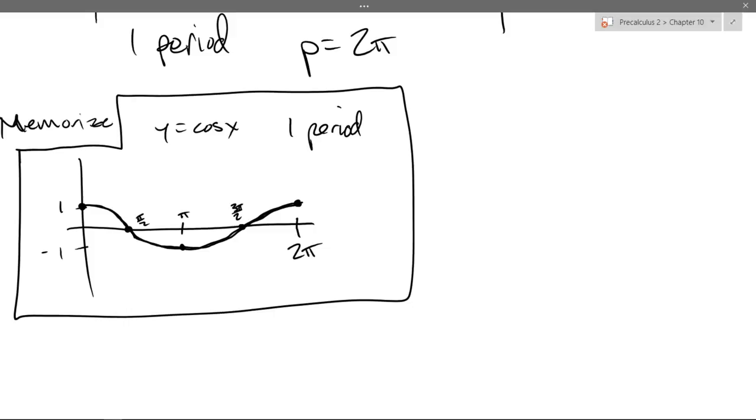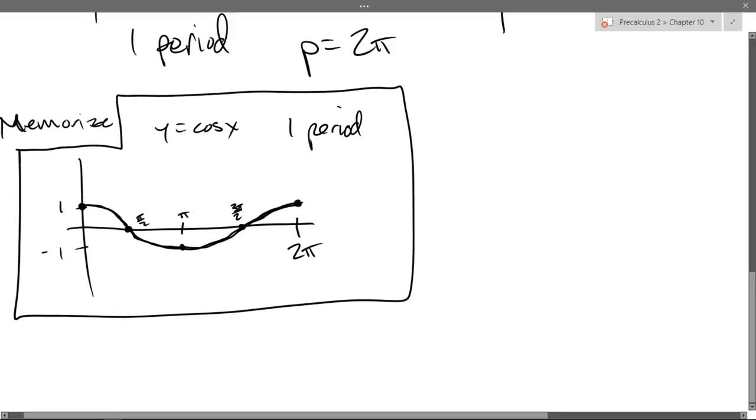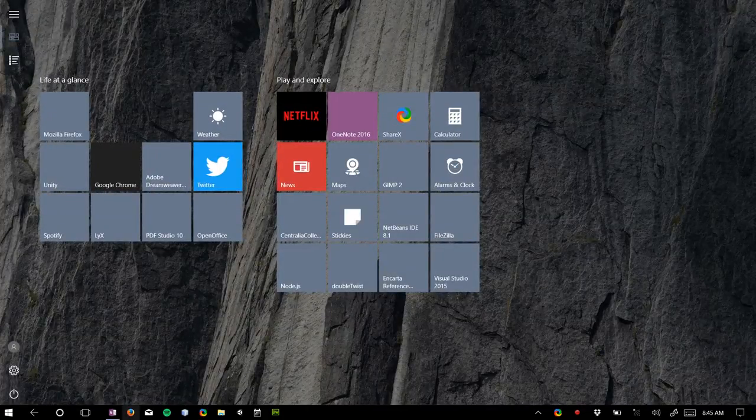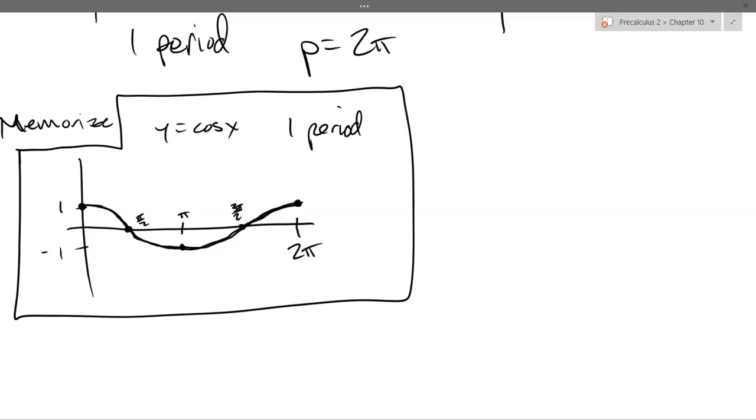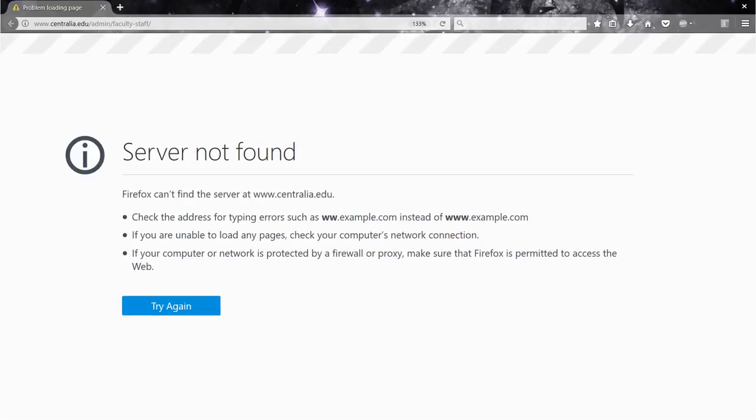I'm not the best at drawing on this surface. I'm much better drawing with a pencil on paper rather than this plastic thing on this glass cover. So let's look at a more accurate graph. I'm going to go to FooPlot.